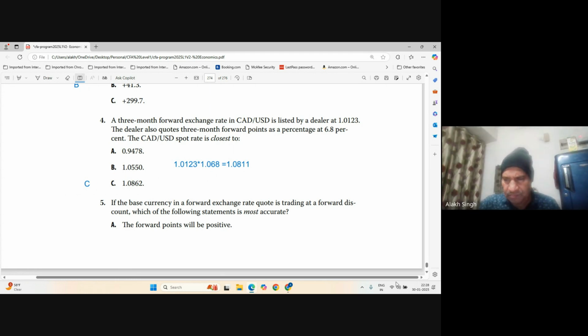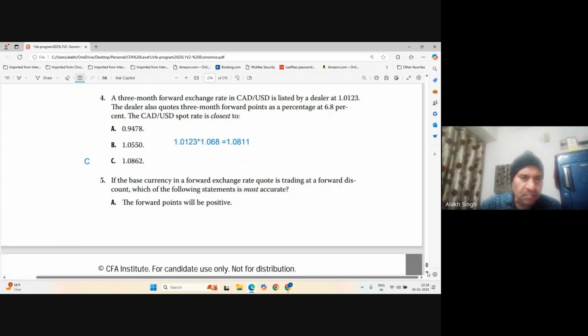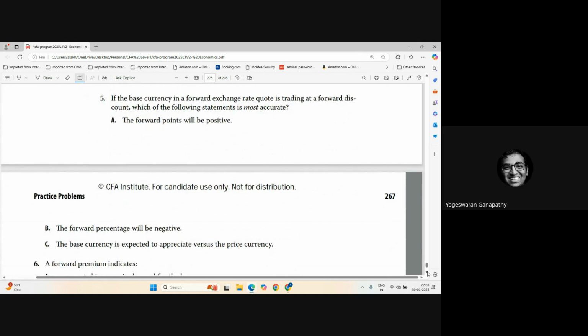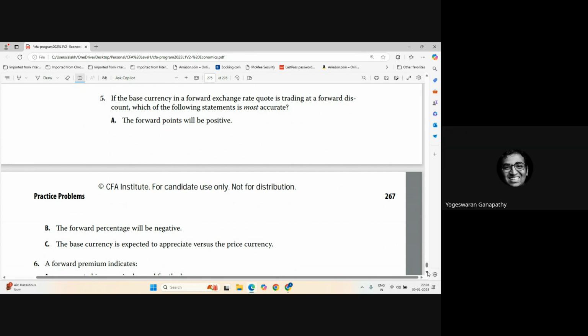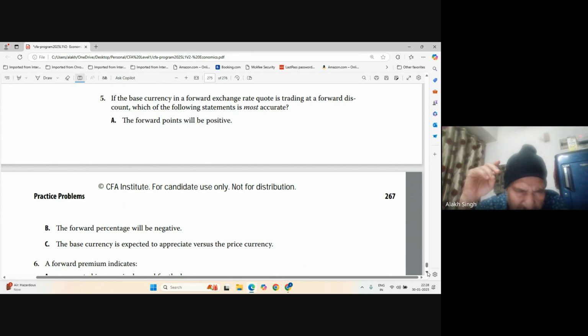Then see question number 5. If the base currency in a forward exchange rate is trading at a forward discount, which of the following statements is most accurate? So if it has a discount, then spot is greater than the forward. Very good. That means the forward point is negative. So B.